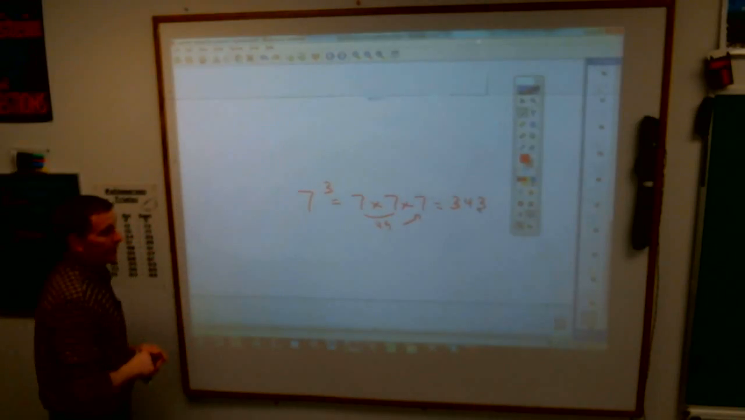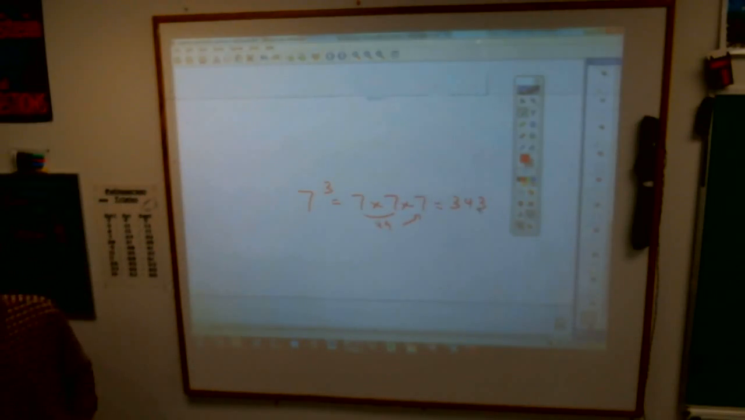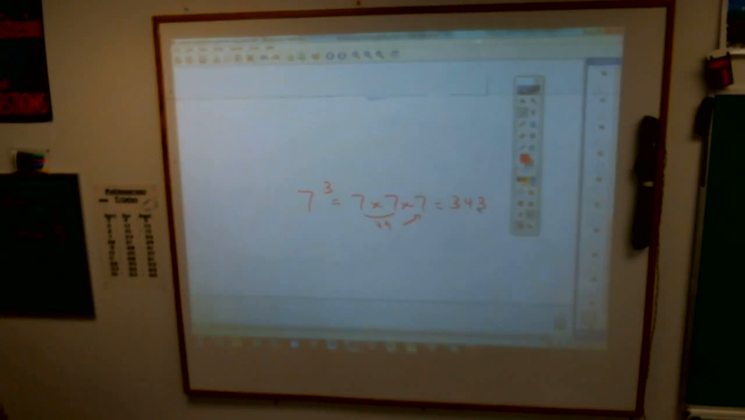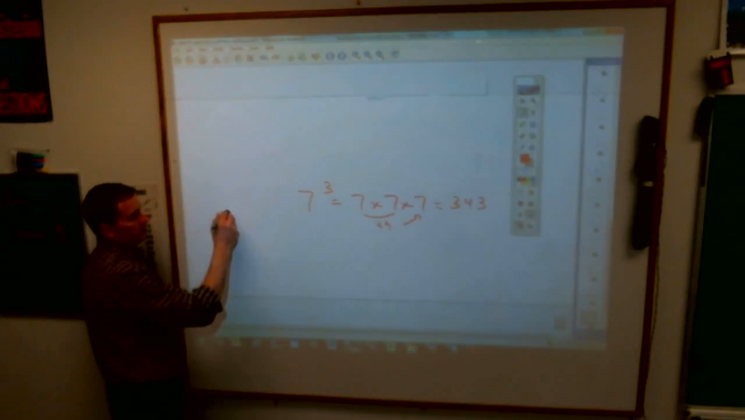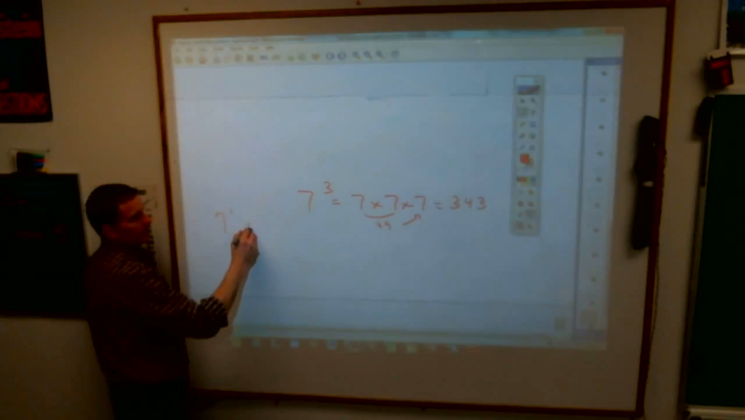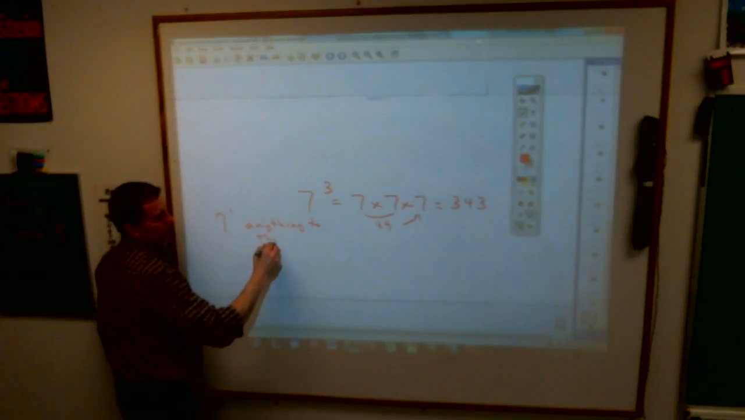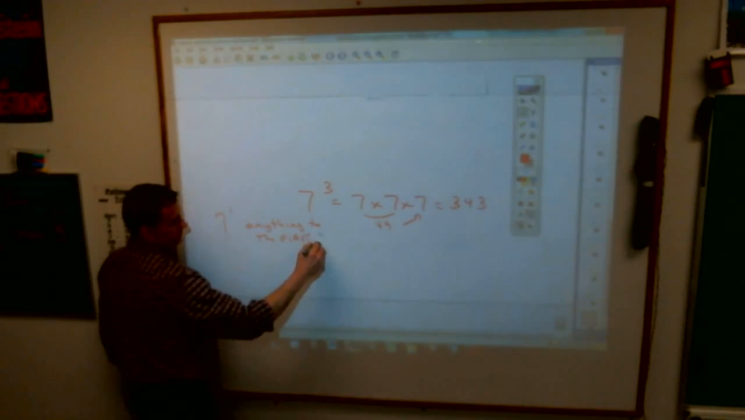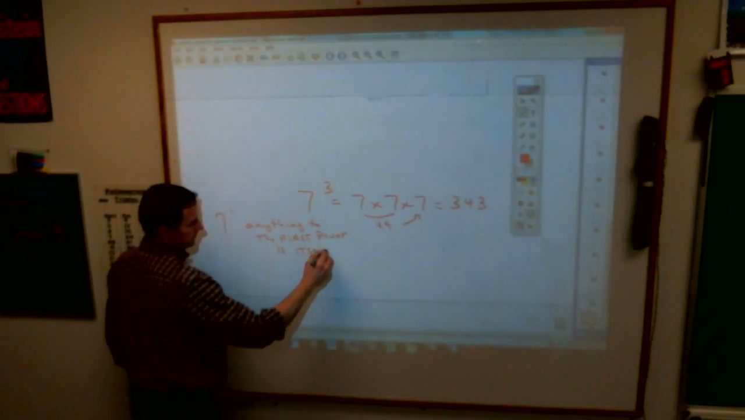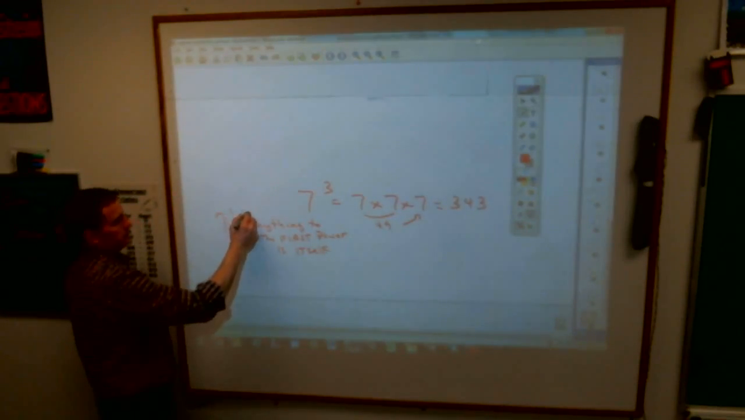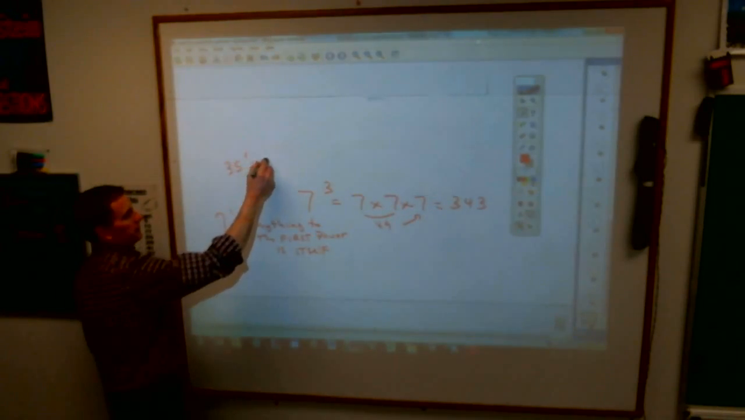Now, when you talk about exponents, we kind of have some special cases here. I'm not so sure the book talks about this, but I'll give it to you now just because. If you have something to the first power, anything to the first power is itself. 7 to the first power is 7. 35 to the first power is just 35.